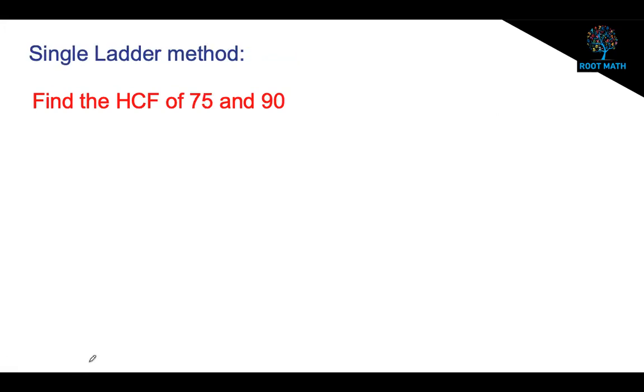And here, the single ladder method. Single ladder method means instead of finding the factors separately, we are going to put both 75 and 90 in the same ladder. So 75 and 90 we will put in the same ladder and we can divide 75 and 90. You can see both the numbers can't be divided by 2. 90 can be divisible by 2 but not 75. So I am going for 3 now. According to the divisibility rule of 3, 75 can be divisible.